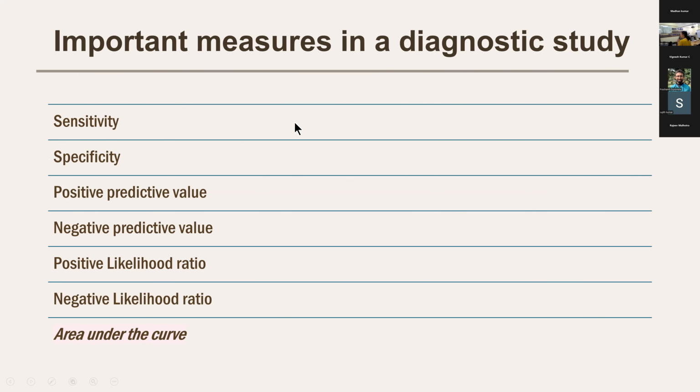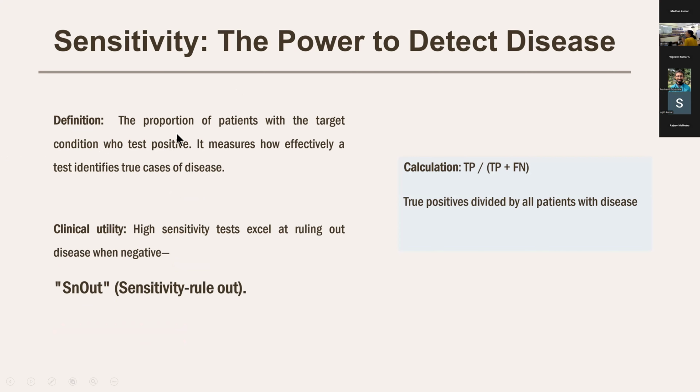Okay. So in any diagnostic study, some of the important measures are sensitivity, specificity, positive predictive value, negative predictive value, positive likelihood ratio, negative likelihood ratio, area under the curve, which I'll come to later. I'll just briefly touch upon it. So sensitivity is the power to detect a disease. So a proportion of patients with the target condition who test positive. So a sensitive test is actually a screening tool. One thing to remember is SNOUT. So sensitivity helps you rule out a disease.